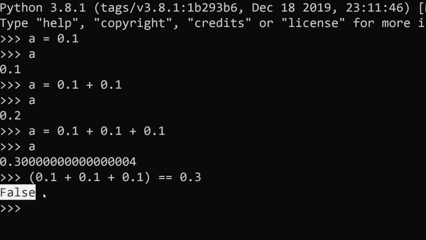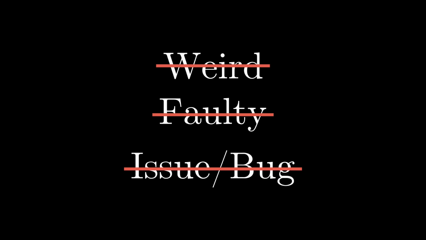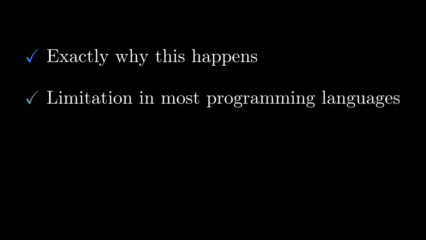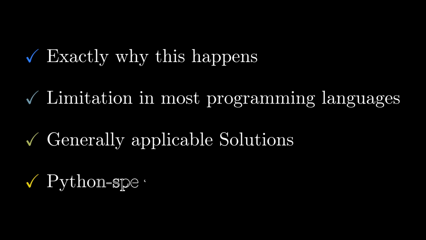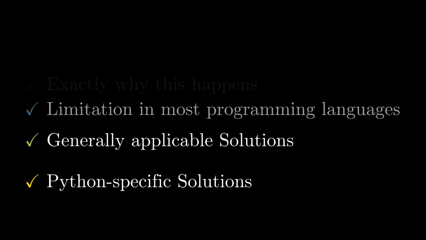Now, the hasty amongst you will call this behavior weird or faulty and might even categorize it as an issue or a bug. In this video, I will show you that this is in fact neither of those and that this is the most natural thing to expect from such a system. We will understand exactly why this happens, how it's an inevitable limitation in most programming languages, and of course, how to properly deal with it by presenting several solutions that are both applicable in any language as well as Python-specific solutions.